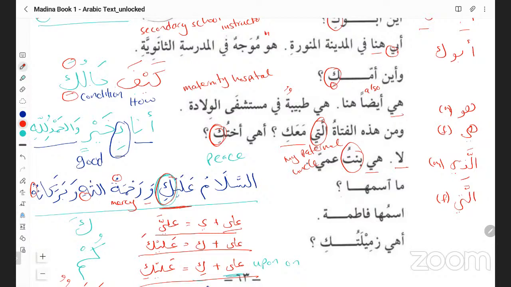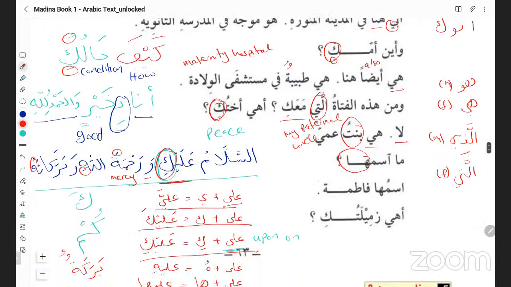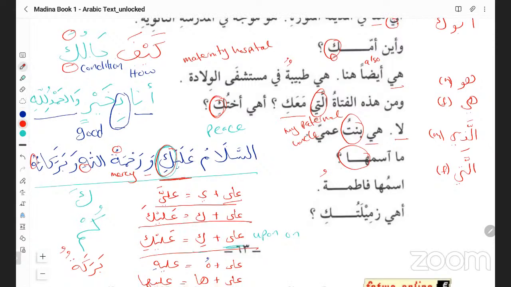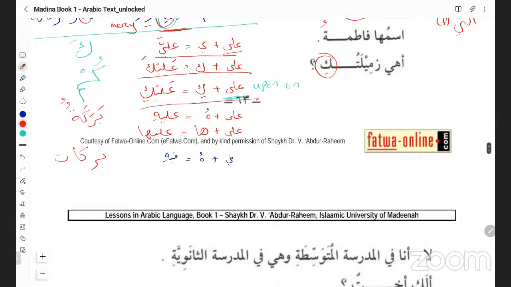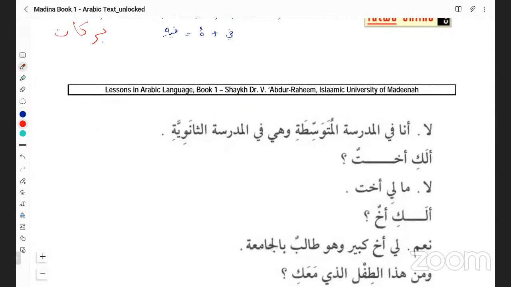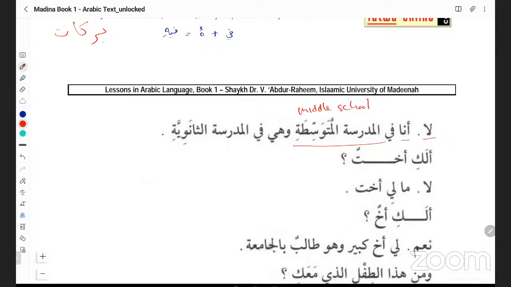Masmuha, what is her name? Ismuha Fatimatu. Her name is Fatimatu. Ahiya zamilatuki? Is she your colleague or your peer? لا, أنا في المدرسة المتوسطة. لا, no, I am في المدرسة المتوسطة. I'm in middle school. So أنا في المدرسة المتوسطة وهي في المدرسة الثانوية. And she is in secondary school.